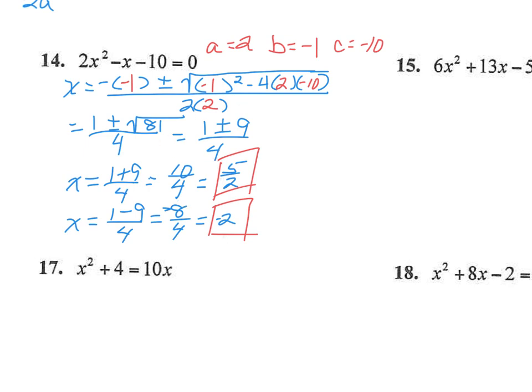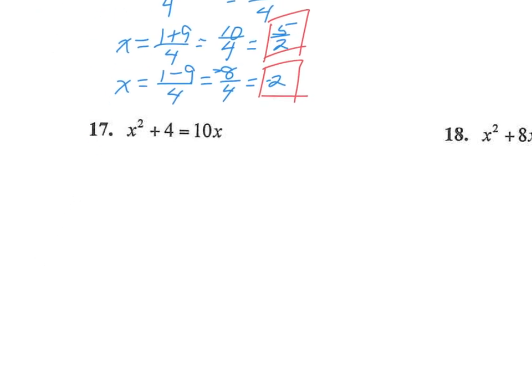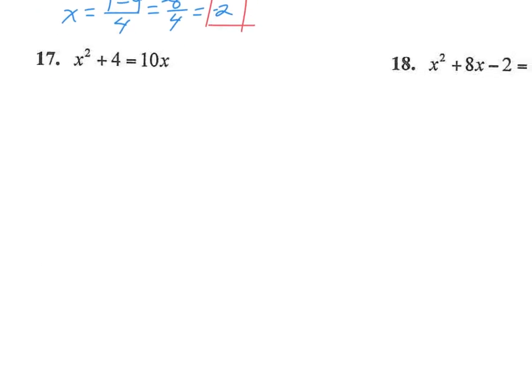All right, let's go ahead and look at number 17. Number 17 has a couple of issues. Issue number 1, you have to have 0 on one side. Same thing as the previous section. If I can make my x squared positive, I tend to, if I'm already moving terms. So I'm going to move this one in the middle by subtracting it. So we end up with x squared minus 10x plus 4 equals 0.